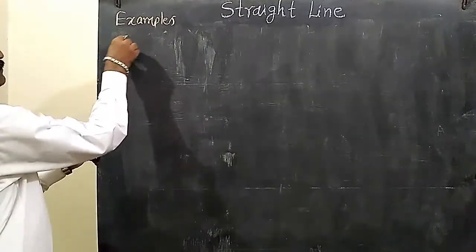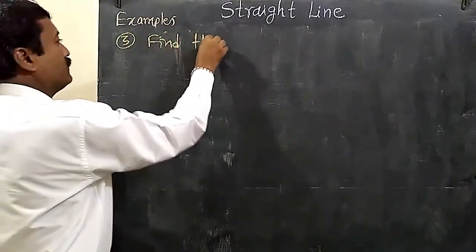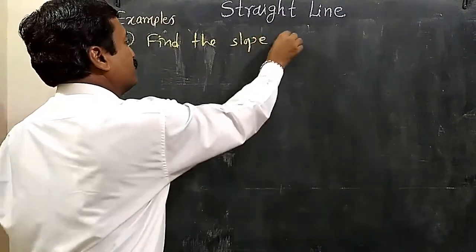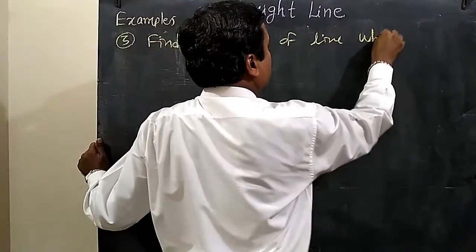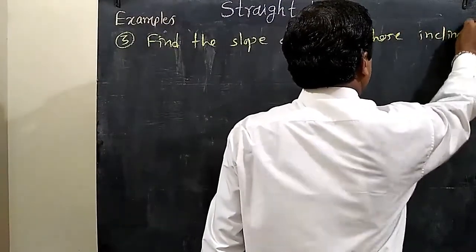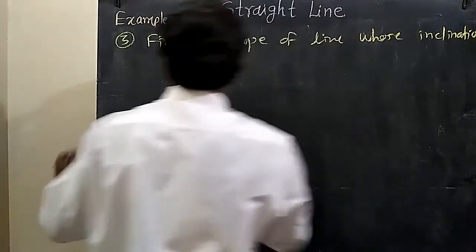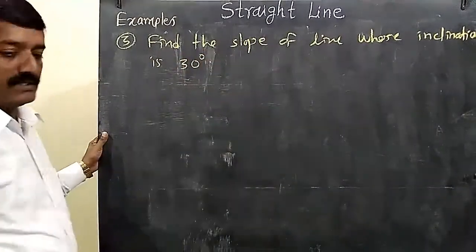Example number 3. Find the slope of line whose inclination is 30 degree.